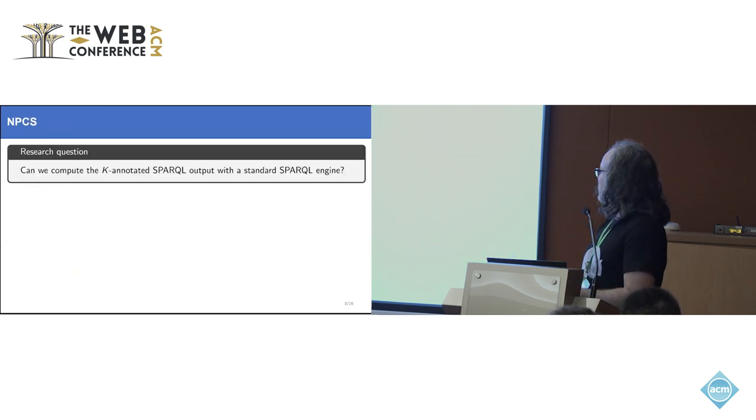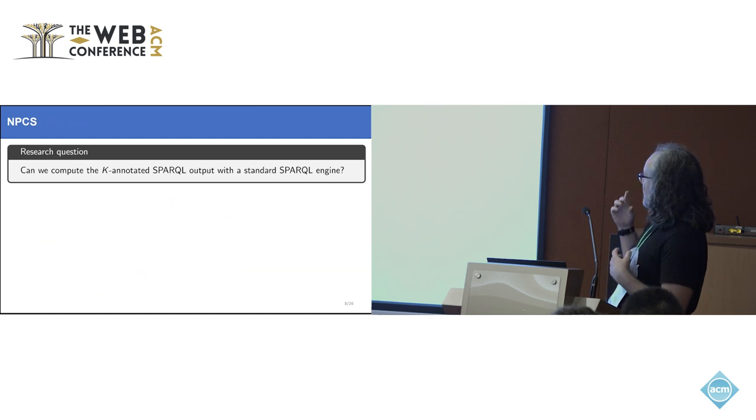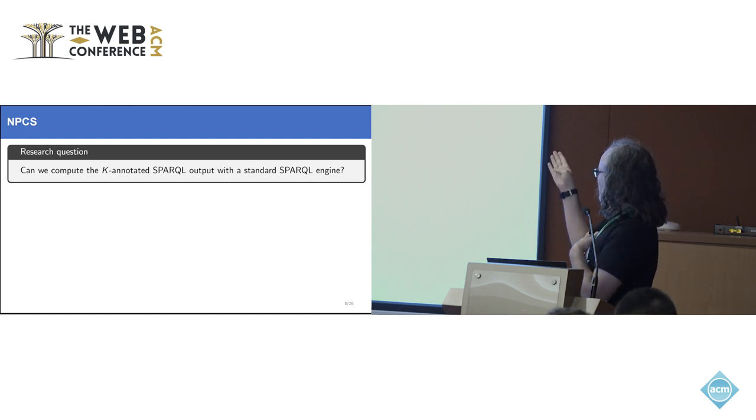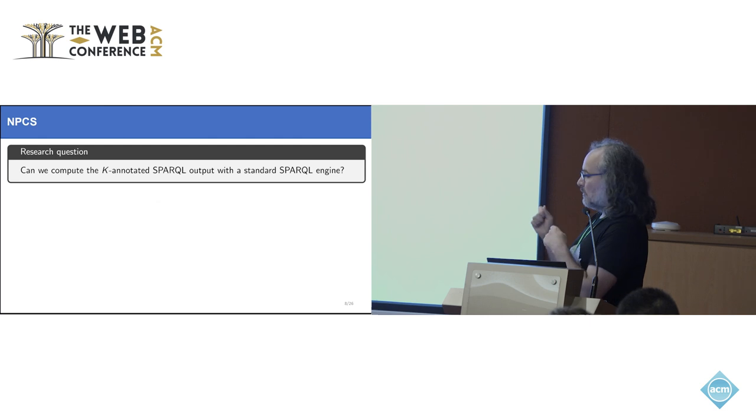So the main question is how to compute this how-provenance. It is called K-annotated SPARQL in the formalism that we use, where we produce the solutions and the annotations, which are polynomials. So this is called K-annotated SPARQL, and we want to compute this formalism.